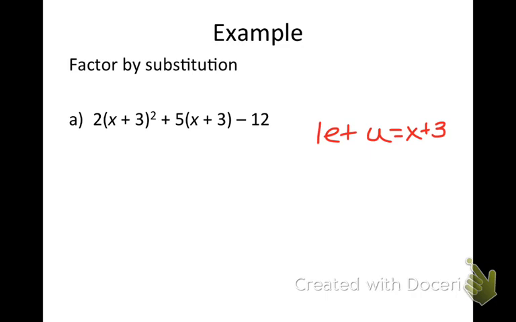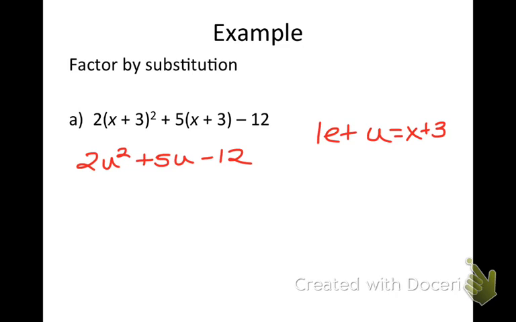It doesn't have to be U. You can use whatever. If you're preferential to a different letter in the alphabet, go for it. But I'm going to be using U. So that's going to turn my polynomial into the following: 2u squared plus 5u minus 12. That looks a lot simpler, doesn't it?